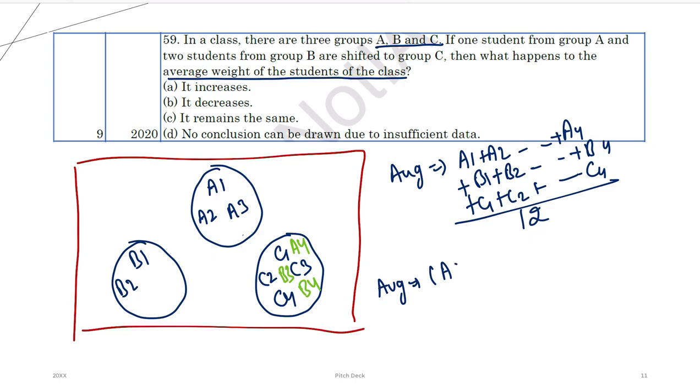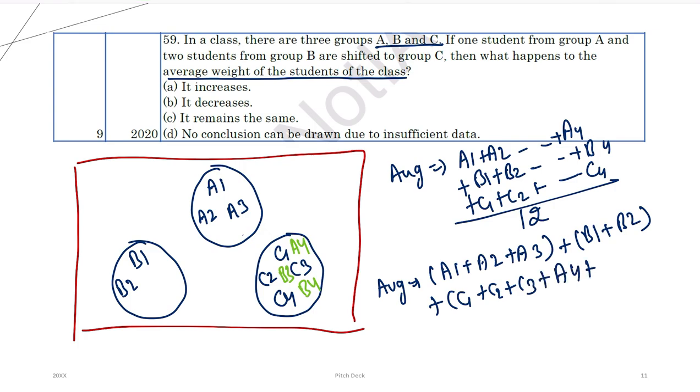Average is equal to A1 plus A2 plus A3 plus all the students in group B plus C1, C2, C3, then A4 here, B4 here, and C3 here, divided by total 12, still 12 students in the class. Only the students have changed their seats. No student has gone out of the class and no new student is added. They have just shifted their seats.